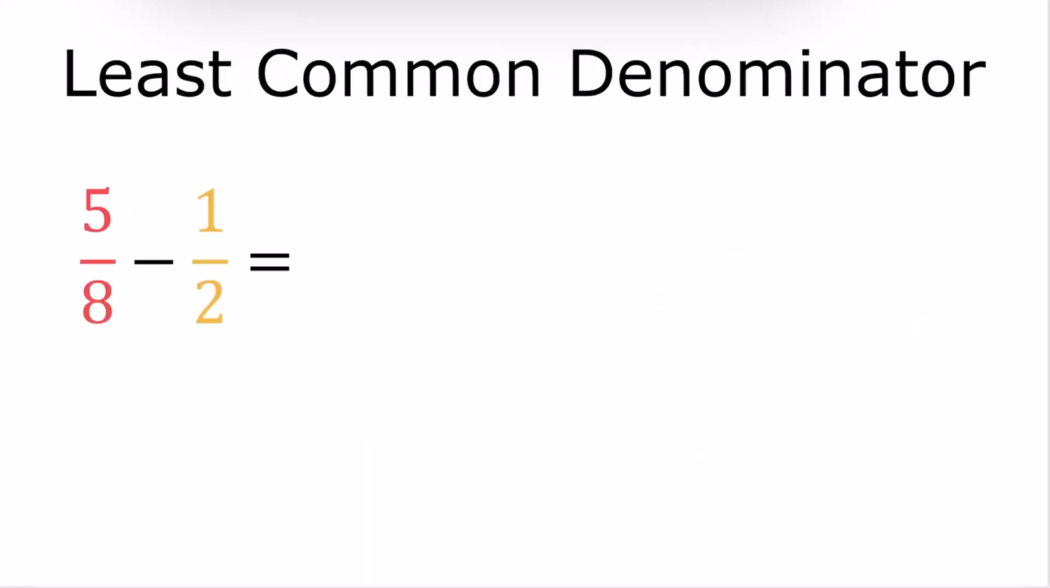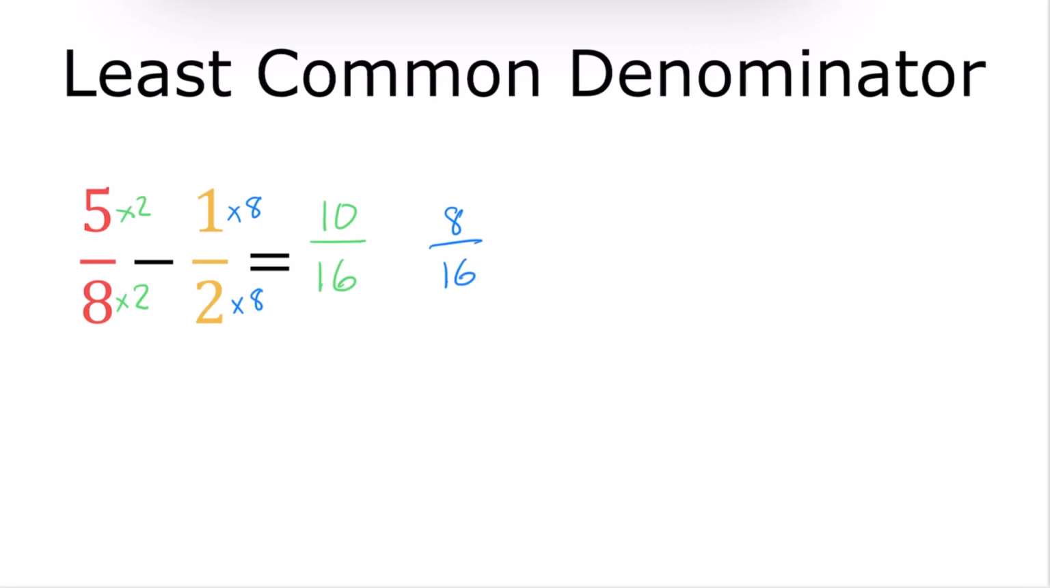So the process for subtracting fractions with uncommon denominators is very similar. Just instead of adding the top numbers together after you find common denominators, you'll subtract them. So in this case, I could say, okay, well, I'm going to do 8 times 2 and 5 times 2, which tells me that 5/8 equals 10/16. Then I'm going to do 2 times 8 and 1 times 8, which tells me that 1/2 equals 8/16.